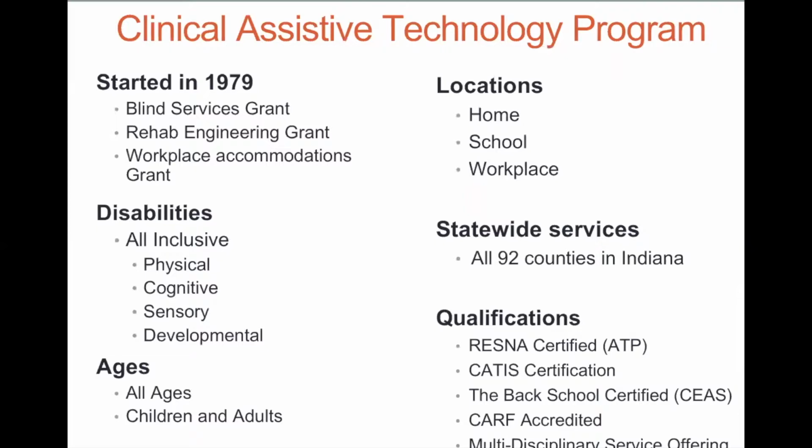As far as disabilities we serve, we're all inclusive, everything across the board: physical, cognitive, sensory, developmental, anything that you can think of, we've probably worked with them. We do work with all ages, children and adults. A lot of the folks we work with have a vocational goal that they need assistance with getting to. So a lot of times we get the folks usually when they kind of age out of the K-12 environment and are going to college or entering the workplace, and try to help them with those goals.